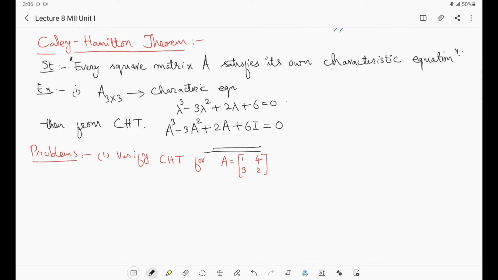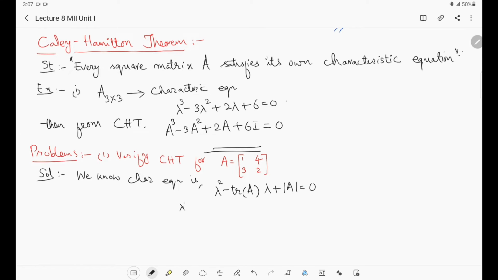matrix A. We have to check whether we are getting 0 or not. So, first we have to find the characteristic equation. For any given 2 by 2 matrix, we know the characteristic equation is lambda square minus trace of A into lambda plus determinant of A equals 0. Formula already we have discussed in the last class.